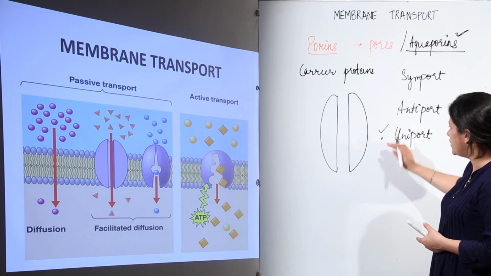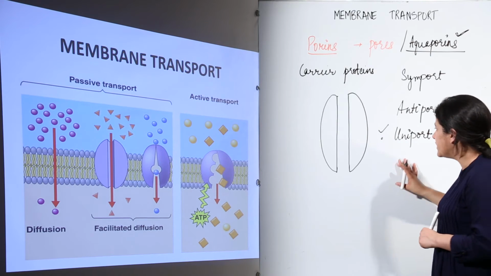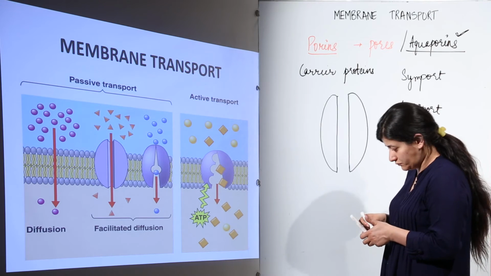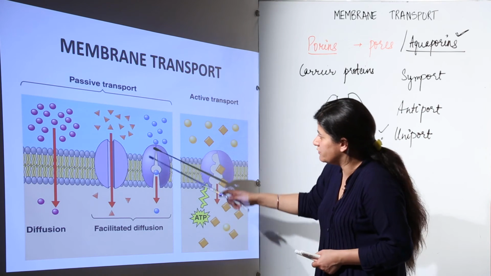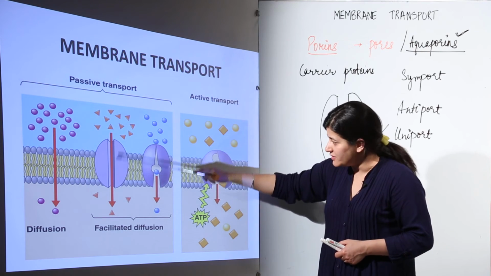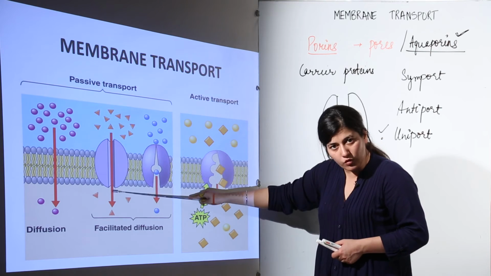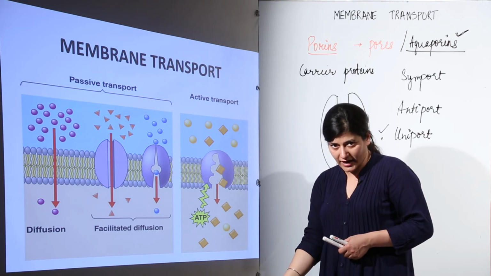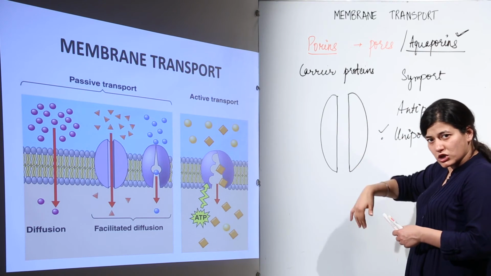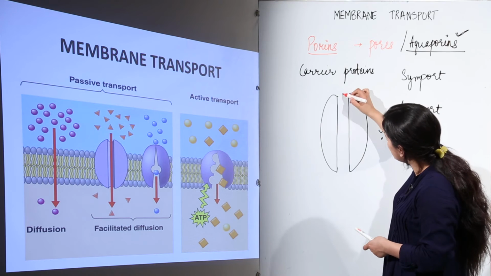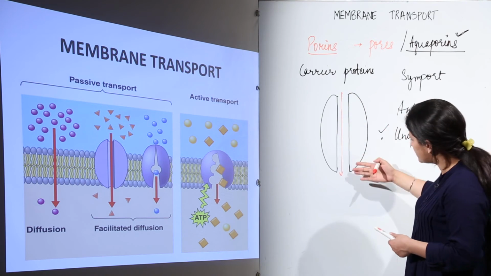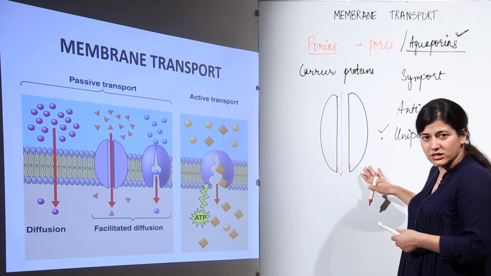Let us first of all take uniport into account. Now, what is in the case of uniport? Supposedly this particle I'm talking about, this one, is going across in one direction only. That means at a time only one particle would be moving across the pore of the carrier protein. That would be known as uniport. Uni means single, and the movement is uniport. That means only a single protein molecule or any other particle which has to move across the carrier protein would be termed as uniport.